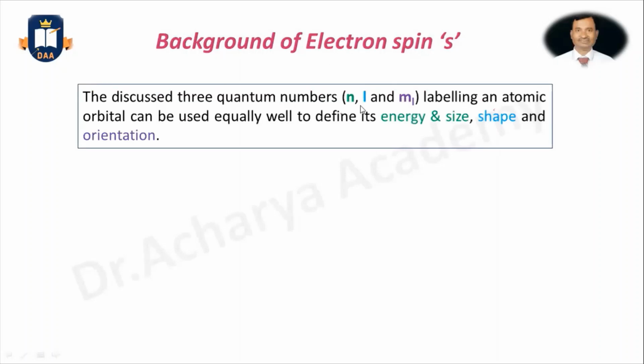So these three quantum numbers, n, l, and ml, labeling the atomic orbitals, can be used equally well to define the energy and size. Energy and size for what? For the principal quantum number. And azimuthal quantum number l, what does it define? The shape. And ml, the magnetic quantum number, defines the orientation.